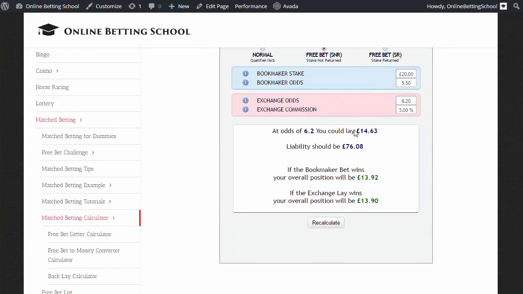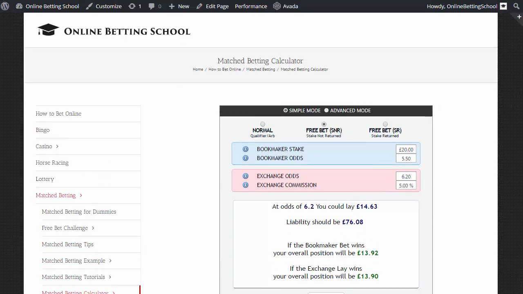This means we lay £14.63 for a liability of £76.08, so that's what needs to be in your Betfair account. And if the bookmaker wins, we're going to win £13.92, so if it's a draw, you're going to win that. And if it's not a draw, you're going to win £13.90. So either way, we've turned that £20 free bet into real money that we can then withdraw.